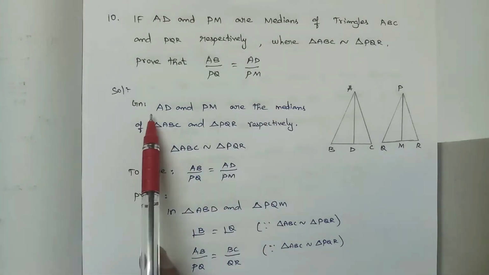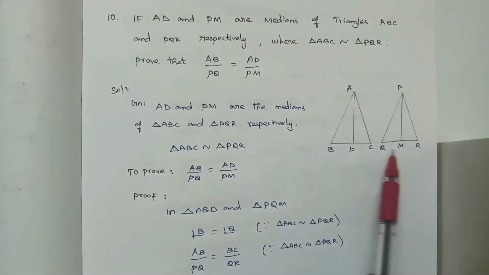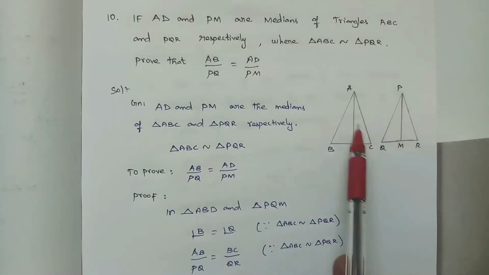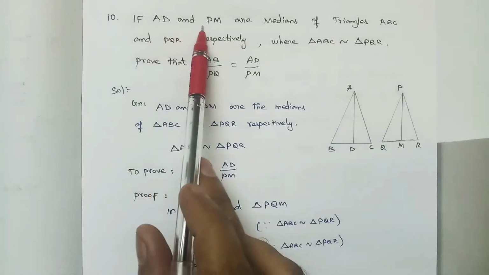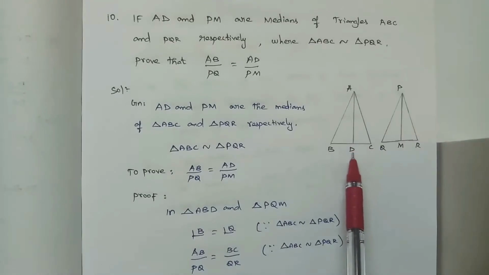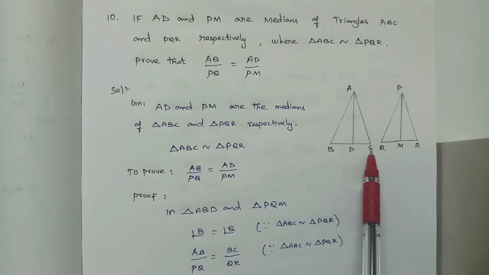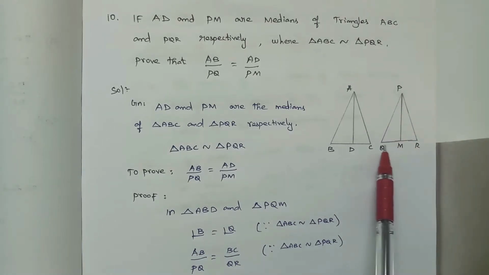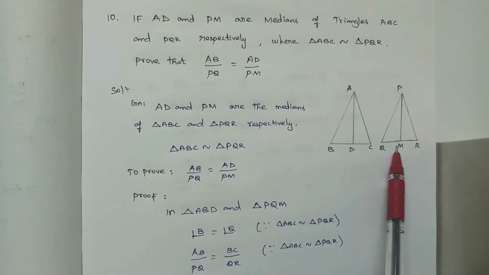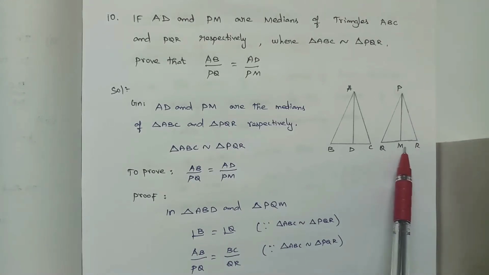So, given: just draw the diagram. We have two triangles, ABC and PQR, and AD and PM are the medians. That means AD is the median and D is the midpoint of BC, so BD is equal to DC. Here PM is the median, therefore M is the midpoint of QR, so QM is equal to MR.